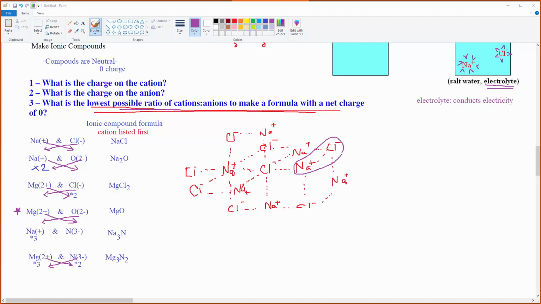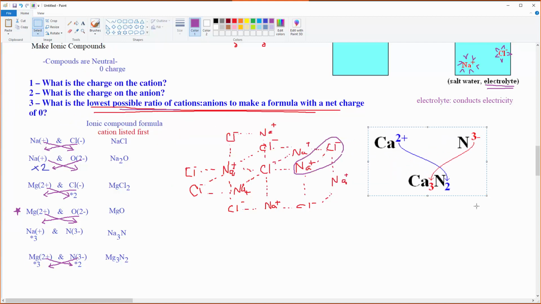Here is a picture from the lecture notes that hopefully makes that crisscross method a little bit clearer. You take the 2+ from the calcium, put it to the subscript of the nitrogen, and so on and so forth. And that would be the formula that gives you a charge of 0. Okay, excellent. Now, we can do this with main group ions like we've just done.